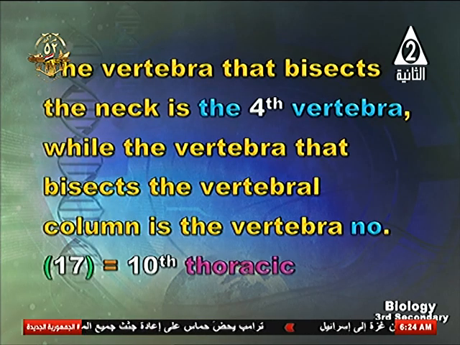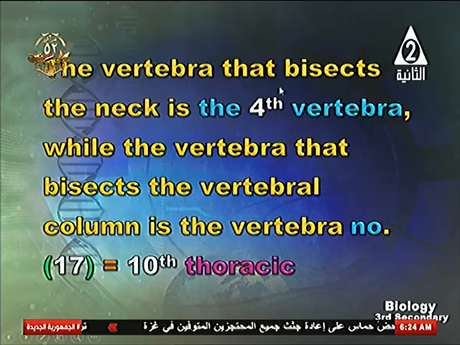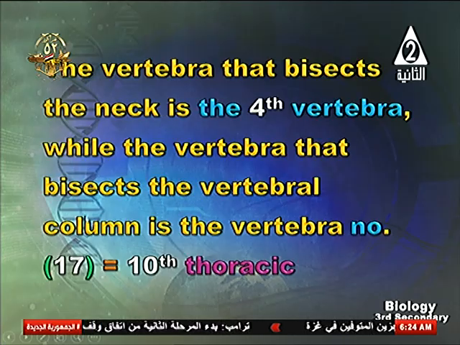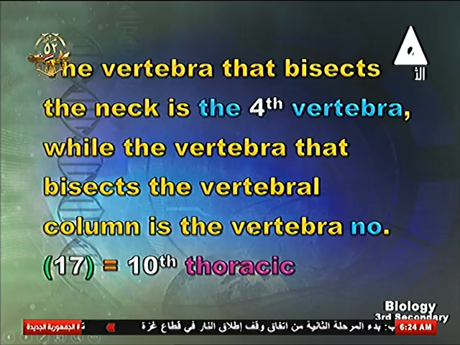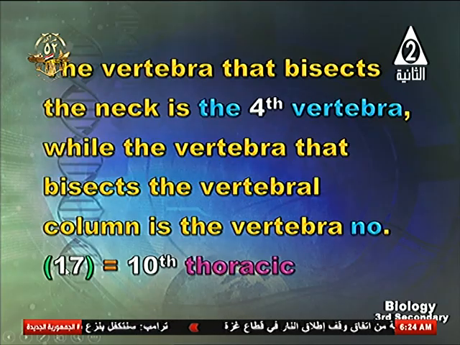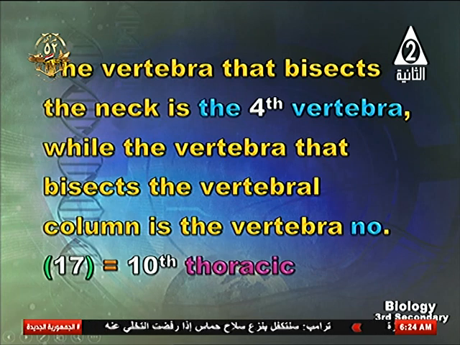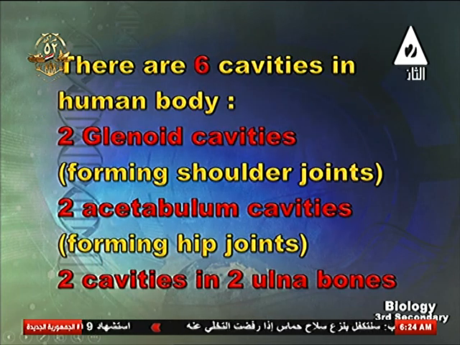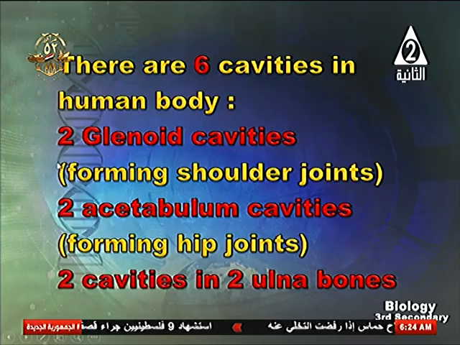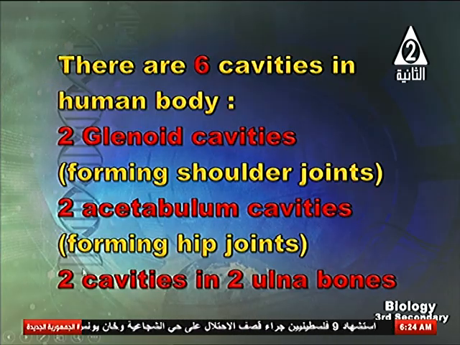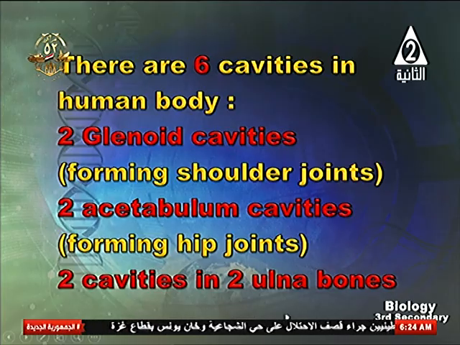Okay, the vertebra that bisects the neck, present in the middle part of the neck, is the fourth vertebra, with 3 above and 3 below it, while the vertebra that bisects the vertebral column is vertebra number 17. Vertebra number 17 is the 10th thoracic vertebra. Okay, there are 6 cavities in the human body: 2 glenoid cavities forming shoulder joints, 2 acetabulum cavities forming hip joints, and 2 cavities in the 2 ulnar bones.